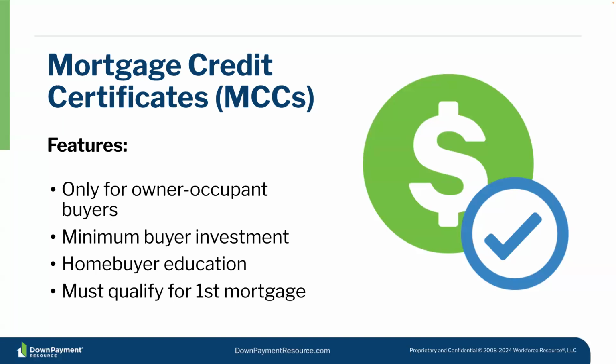This offers a federal income tax credit of up to $2,000 per year. Eligible buyers must get an MCC prior to closing and then get to use it every year for the life of their mortgage. The MCC tax credit helps offset part of the mortgage interest costs, and you still get to deduct the rest of the mortgage interest you paid each year.